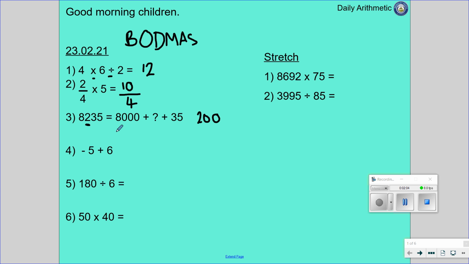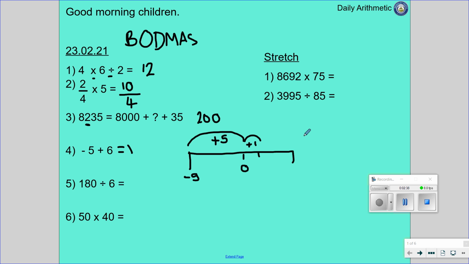Question 4, we've got -5 add 6. Remember, you might need to draw yourself out a little number line for this. It's absolutely fine if you do. We're starting on -5 and we want to add 6 to it. Well, if we add 5 to -5, that takes us to 0. But I want to add 6, so I need to add 1 more. So 0 add 1 takes me to 1. So my answer is 1 for this question.